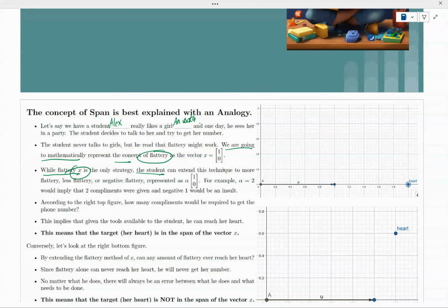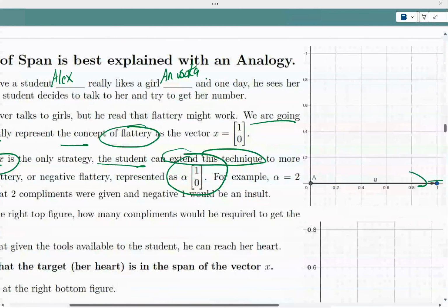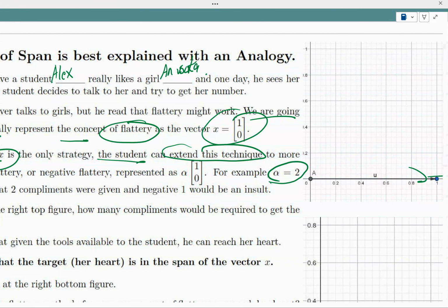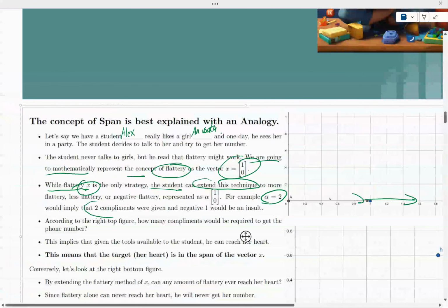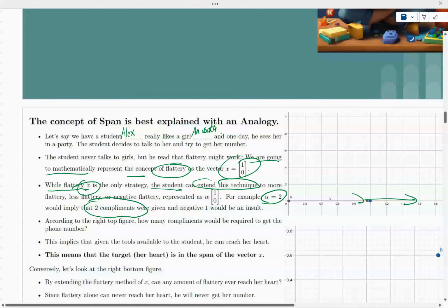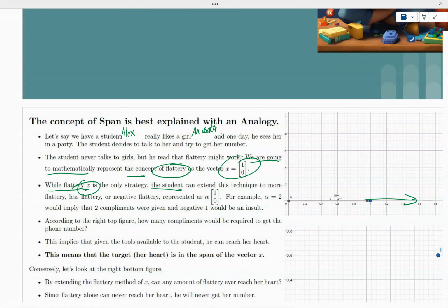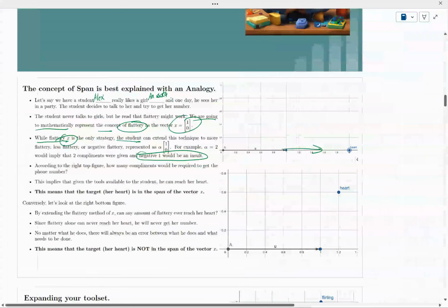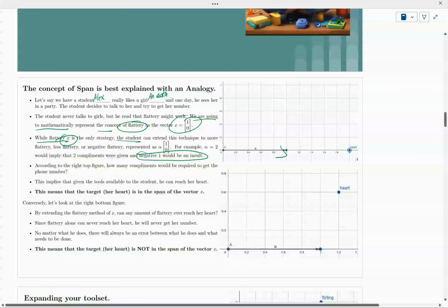The student can extend this technique, giving more flattery or less flattery, represented as the vector multiplied by some number. So, for example, if alpha equals 2, that means you would give the girl 2 compliments. And if you were to have a -1, it would be an insult.